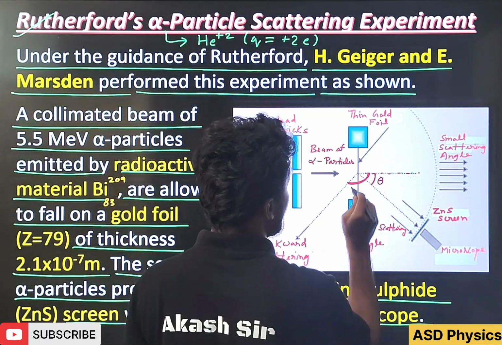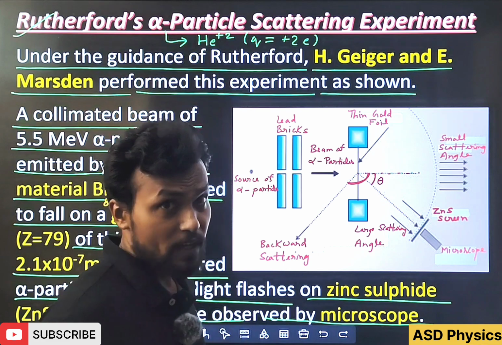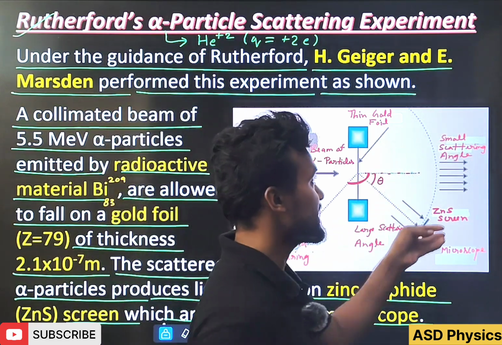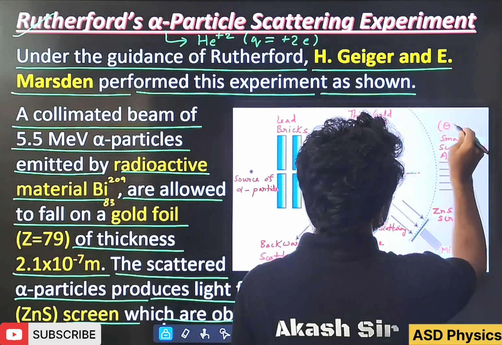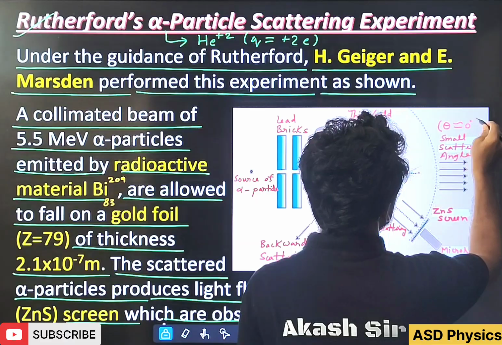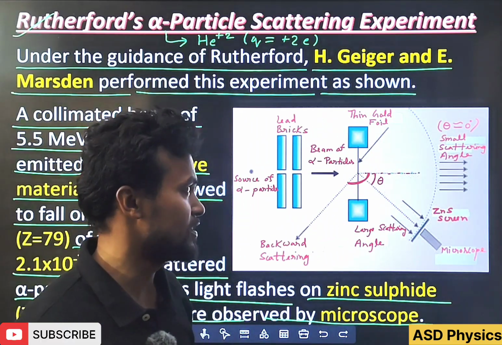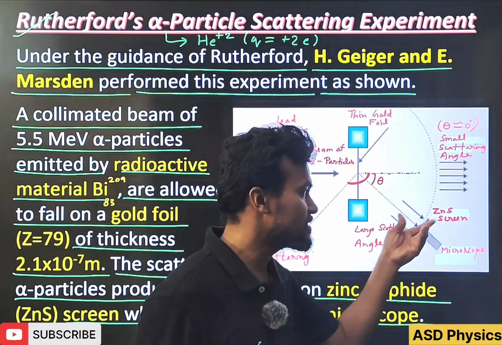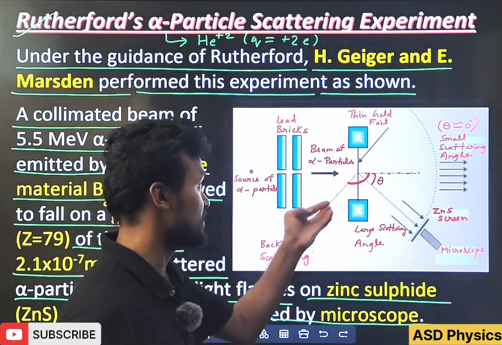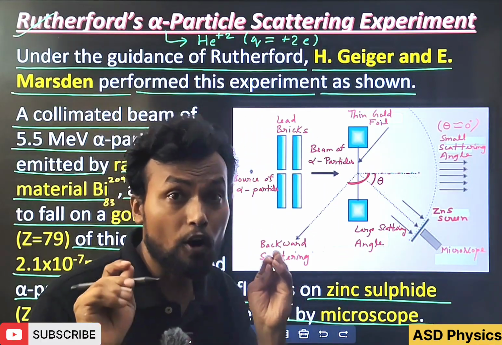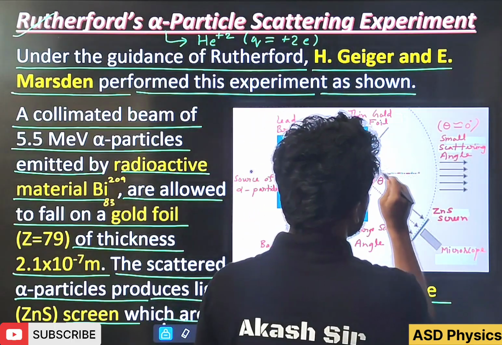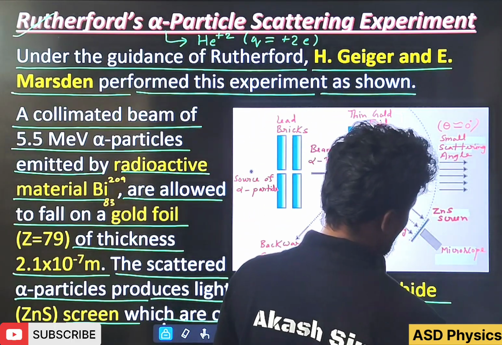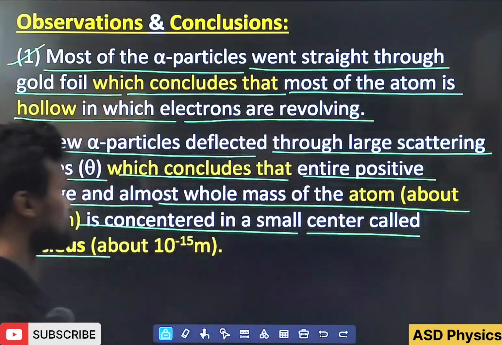Now this is the new angle, and you can see very well most of the alpha particles went straight. So for them, the scattering angle will be approximately 0. So in this region, very small scattering angle, in this region large scattering angle, and in this region very large scattering angle, and all the angles we have to see from this central line. Okay, remember that here.